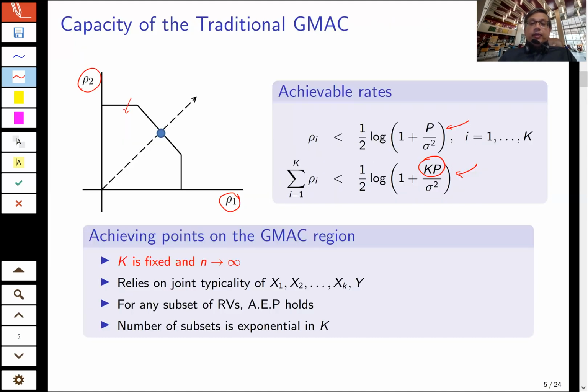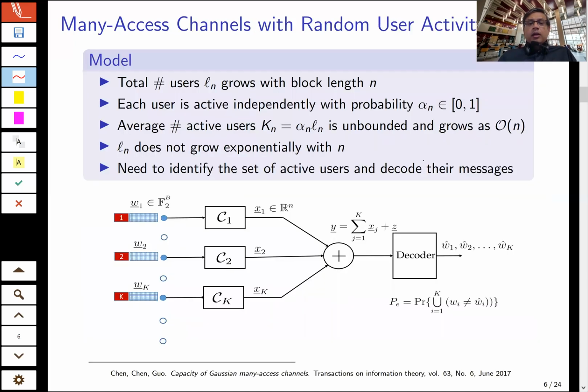But you can see that the traditional Gaussian multiple access channel is not really a good model for machine-driven communication or the Internet of Things that we are interested in studying in this tutorial. For one, what we are typically interested in, in our case, is a large number of users, right? And in addition to it, we also have random access.